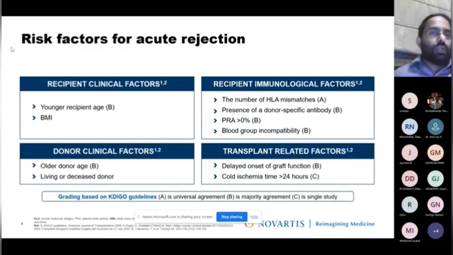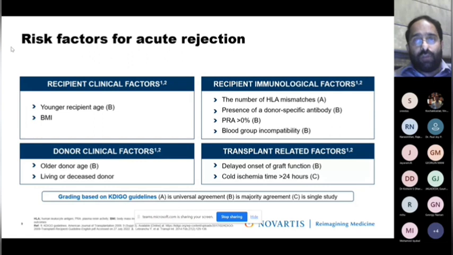Now let us look into the risk factors for acute rejection. Risk factors can be broadly classified into recipient risk factors, donor risk factors, and transplant-related risk factors. The recipient factors can be immunological and non-immunological. The recipient clinical factors include younger recipient age and body mass index.